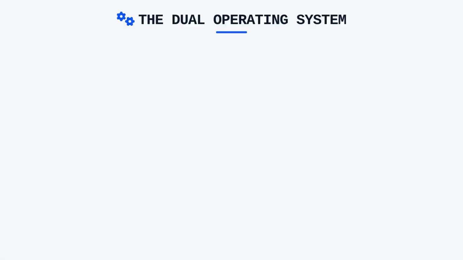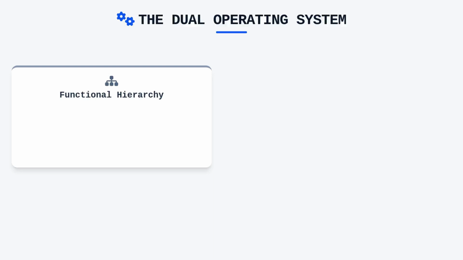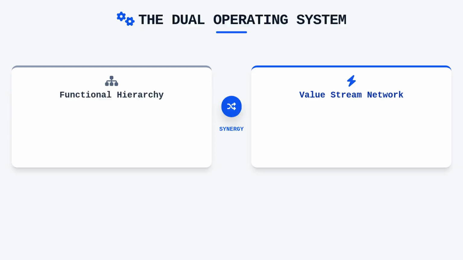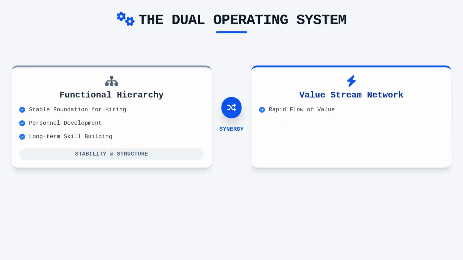SAFe proposes a dual operating system to address these challenges, which effectively connects the necessary stability of a functional hierarchy with the speed and innovation of a network of value streams. The functional hierarchy provides the organization with the stable foundation needed for hiring, personnel development, and long-term skill building, while the value stream network focuses on the flow of value to the customer.